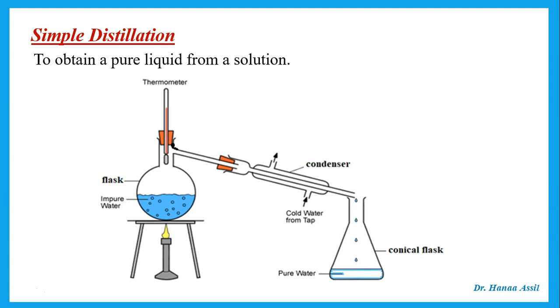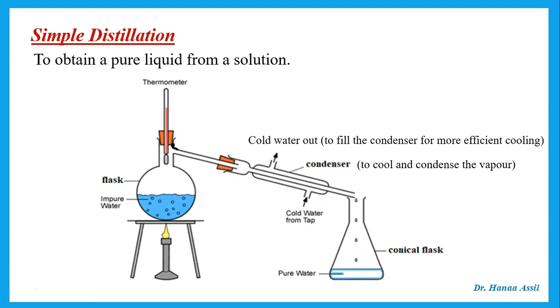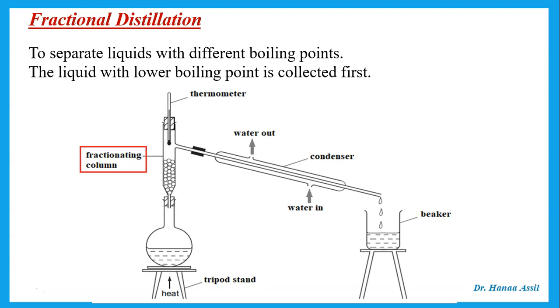Of course, the condenser is to cool and condense the vapor. And remember that the cold water in the condenser has to go in from the bottom and out from the top. This is to fill the condenser for more efficient cooling. And of course, we have the thermometer to measure the temperature. If we have two or more liquids and we're trying to separate them, then we do fractional distillation.